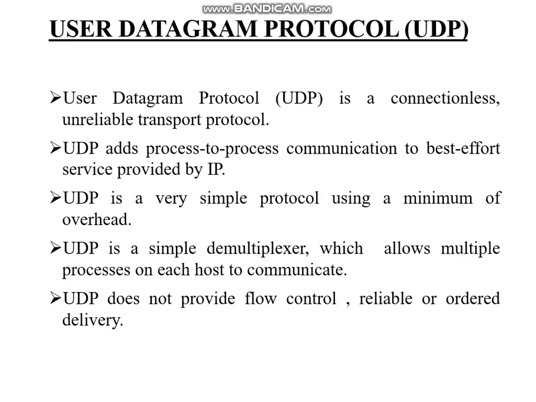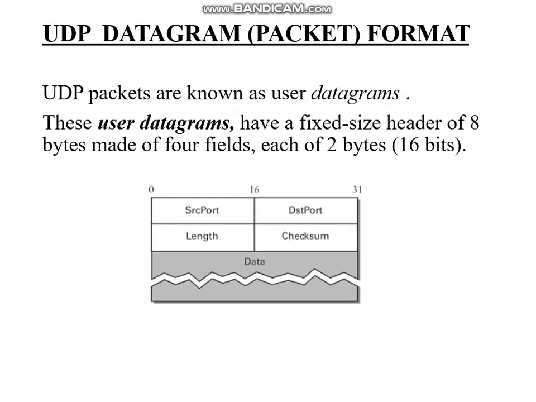Then we go for the User Datagram Protocol, UDP. User Datagram Protocol is a connectionless unreliable transport protocol. UDP adds process-to-process communication. UDP is a very simple protocol, a simple demultiplexer which allows multiple processes on each host to communicate. UDP does not provide flow control or reliable delivery.